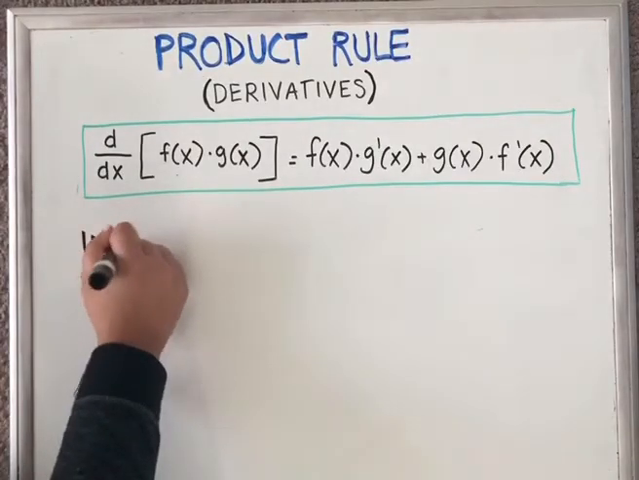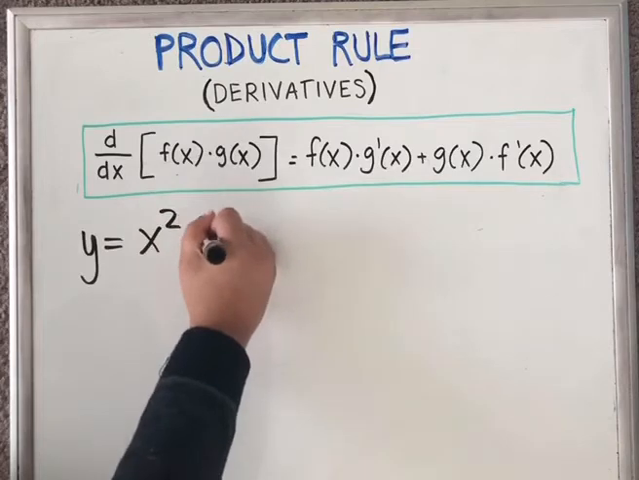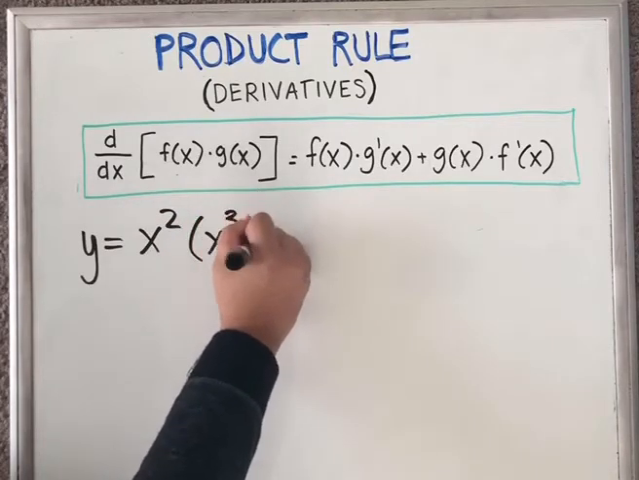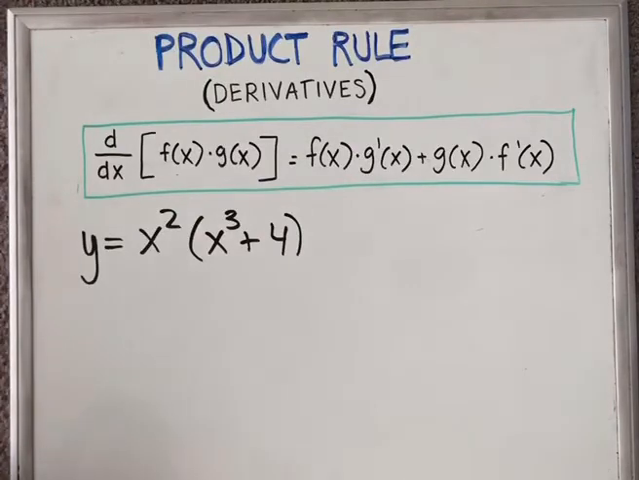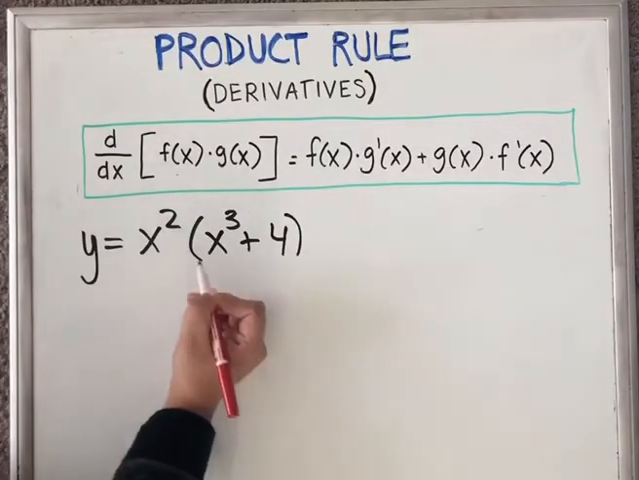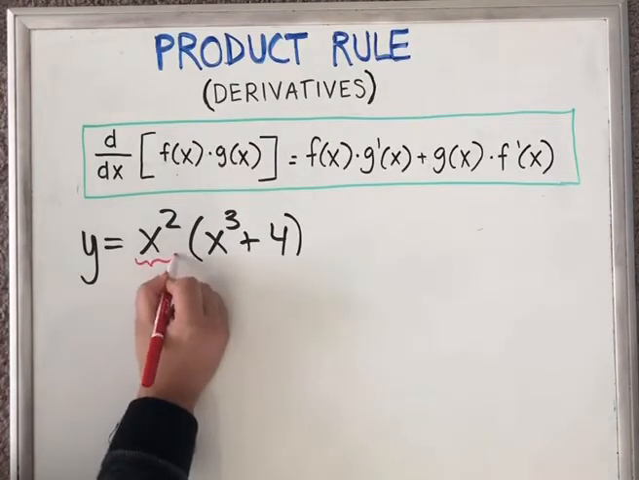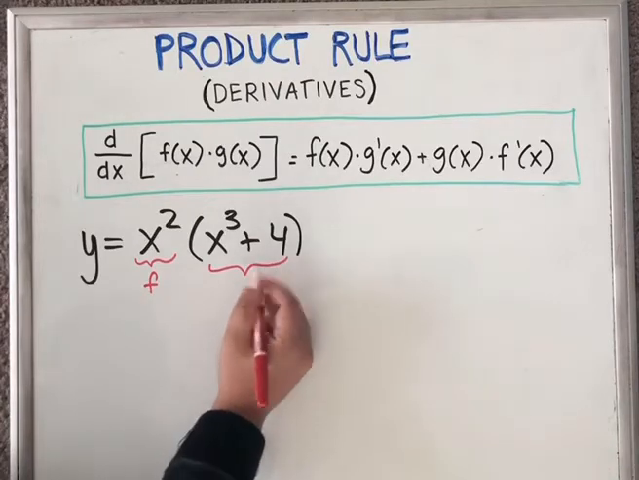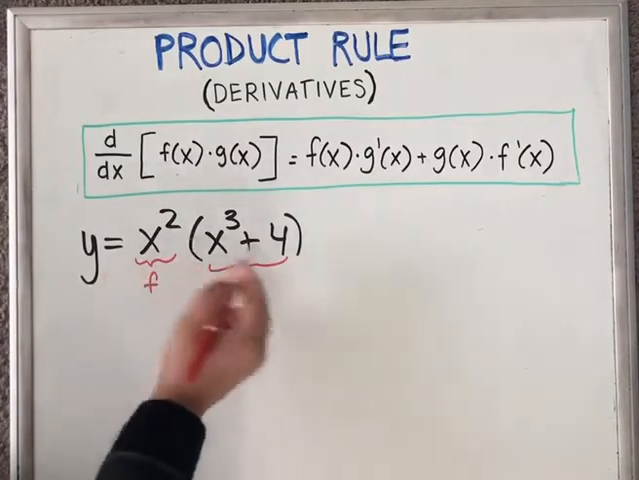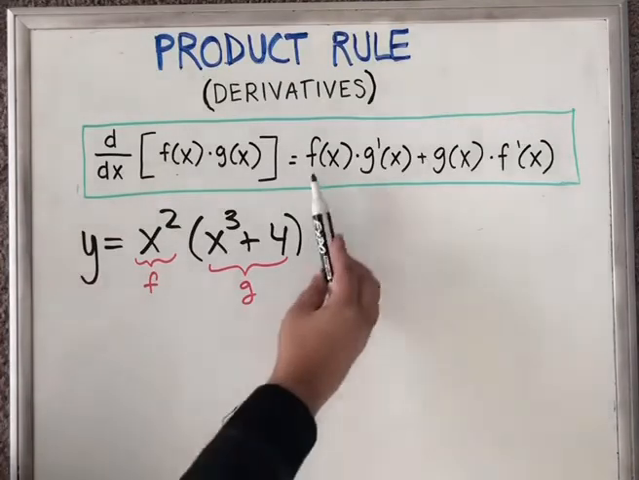So suppose we have something like y equals x squared times x cubed plus 4. Here you should notice that we have two functions multiplied to each other. So we can call this first one f and this second one g. Those are our two functions multiplied to each other, and we're just going to go ahead and apply this rule up here.